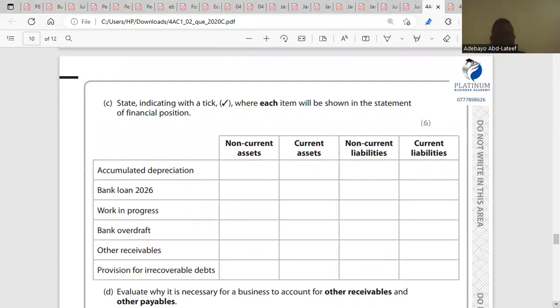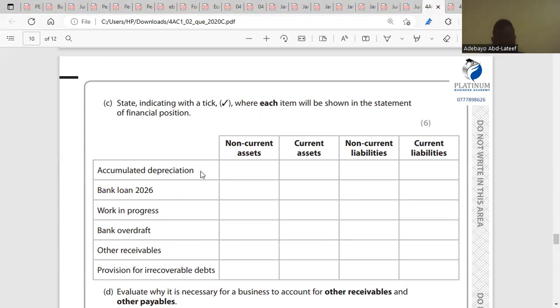Yeah, they said state indicating with a tick which item will be shown in the statements of financial position. So all these items we have here are mostly in the statement of financial position. But where do we post them in the statement of financial position? That is the question. But before we go into that, I would like to explain each item for you.